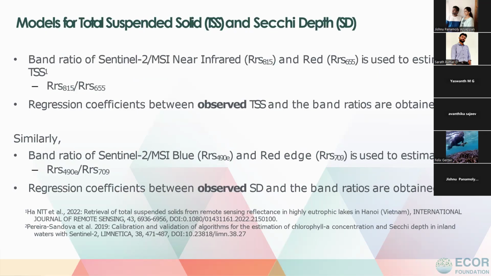Total suspended sediments and Secchi depth models. So these can be derived from the ratios of specific spectral bands. For example, red to NIR ratio for total suspended solids and blue to red edge ratio for clarity. Again, these relationships come from strong statistical correlations between the reflectance and real field measurements. So these in situ data and the remote sensing data go hand in hand.